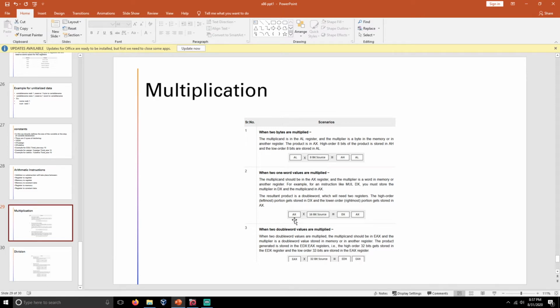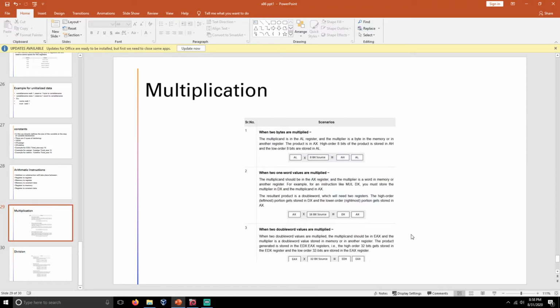So here AX, the accumulator register, is multiplied by a 16-bit source, and DX and AX will store the result. In DX the higher bits will get stored, and in AX the lower bits will get stored.